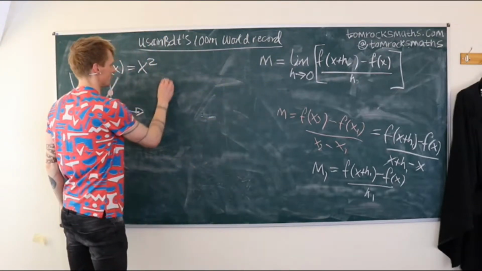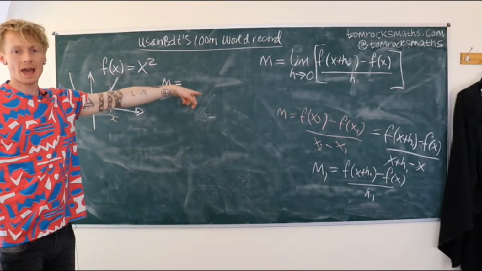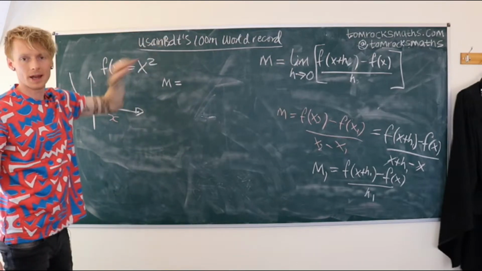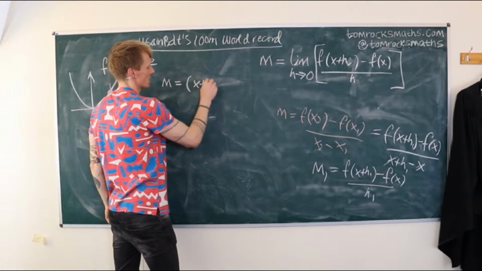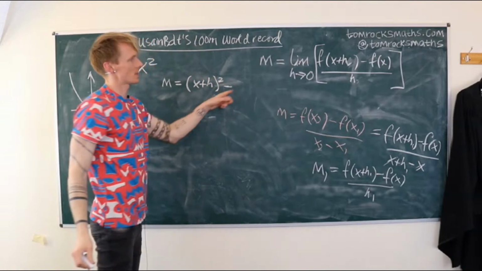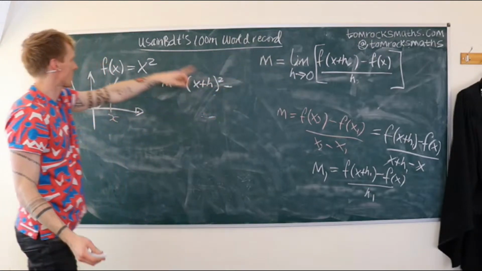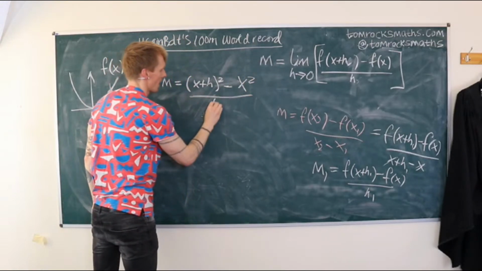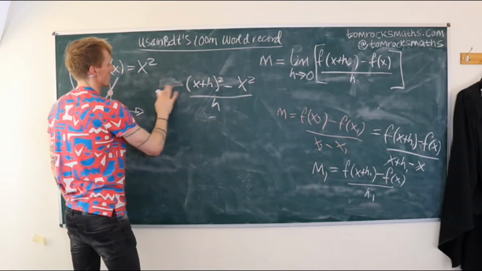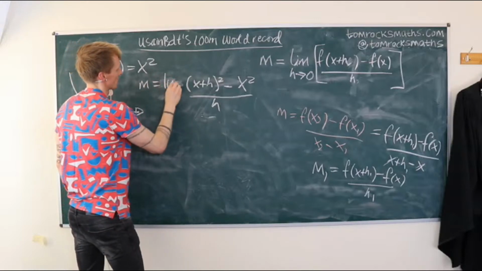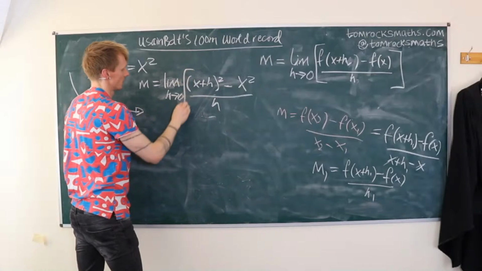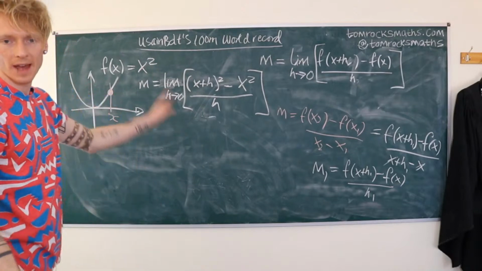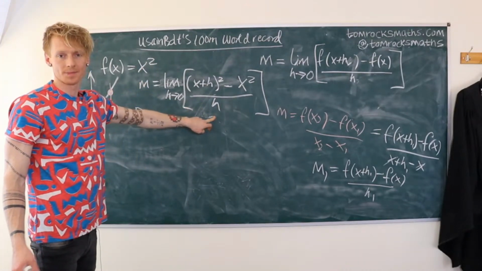So we know that the gradient is equal to f of x plus h. So all you do is you take your x and replace it by x plus h. So this is (x plus h) squared minus f of x, where f of x is x squared. And then we divide by h, and I forgot to write that we're taking the limit. m equals the limit as h goes to 0 of this. Right, so we don't worry about the limit for now. I'm going to just leave that there. And we're going to calculate what's happening in this bracket.